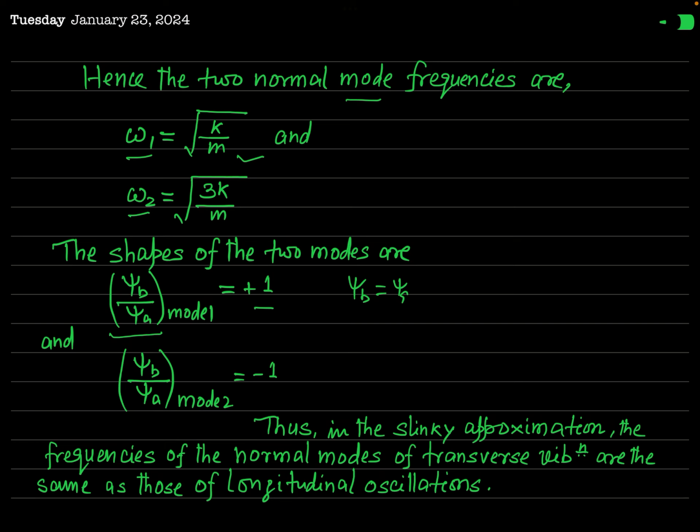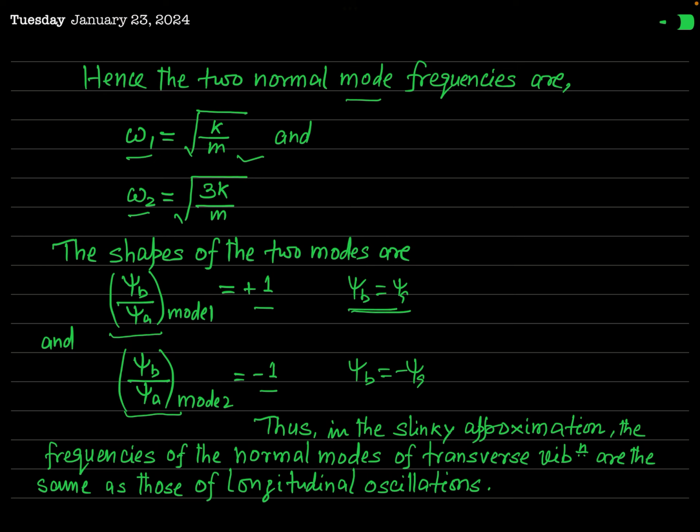Okay, and in the second mode you have seen earlier, I have written it directly that psi b by psi a in the second mode is equal to -1. So the first mode is called the in-phase mode, and the second mode is called the out-of-phase mode, because in this case there will be a phase difference of 180 degrees between the two moving parts.